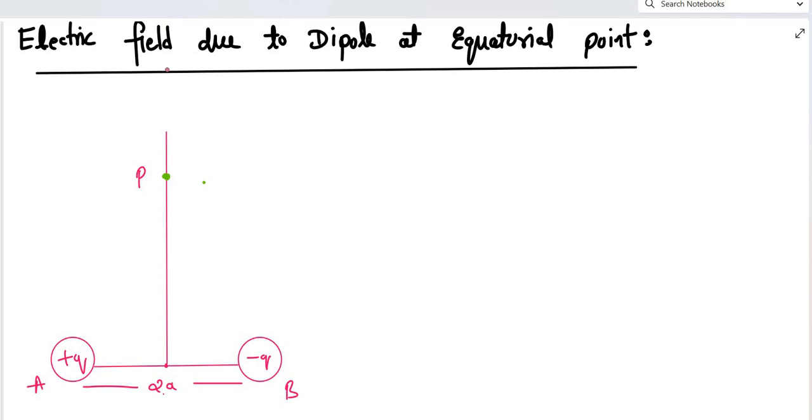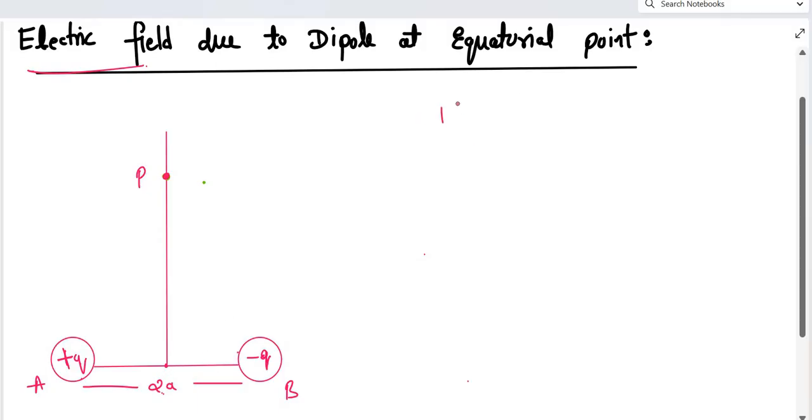Hello everyone. Today we will calculate the electric field due to a dipole at an equatorial point. An equatorial point is a point on the perpendicular bisector of the dipole. A dipole is a combination of plus q and minus q charges separated by 2a. So I have taken that point as P, where I have to find the net electric field due to both charges, plus and minus q.